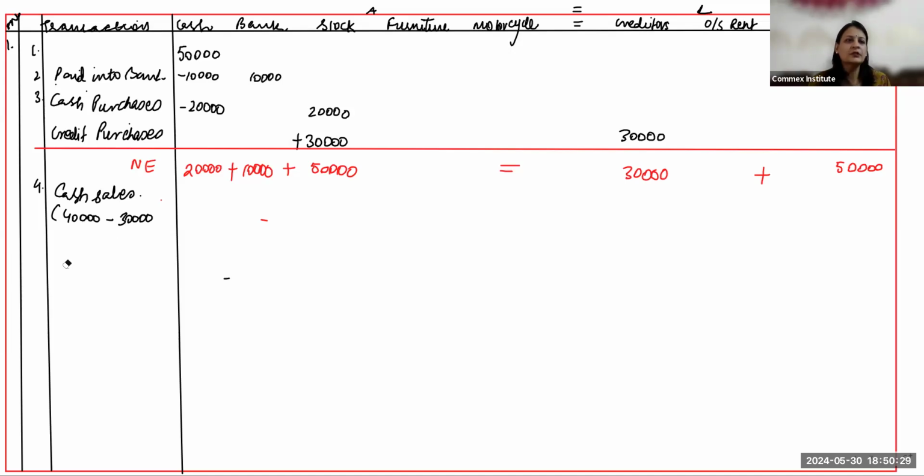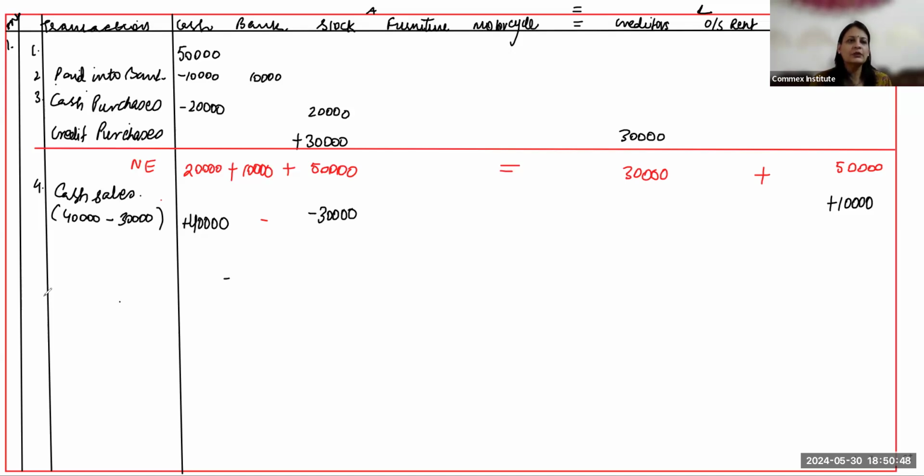So profit will be added to the capital. Add profit to the capital of 10,000. And the stock will go down by the cost price, that is 30,000 in the stock column. And 40,000, my cash is going to increase by 40,000.